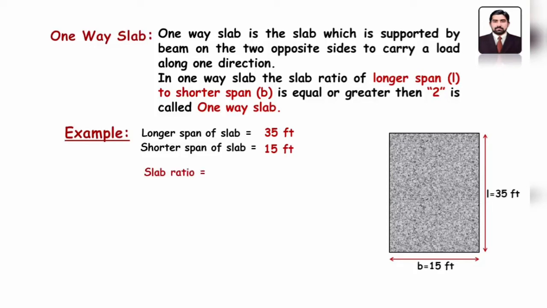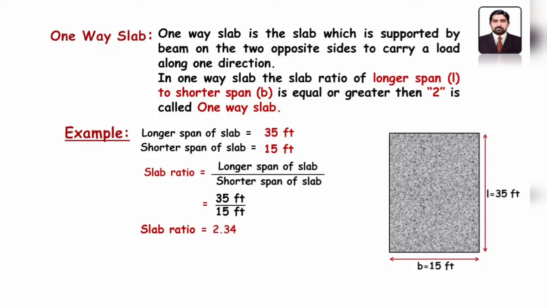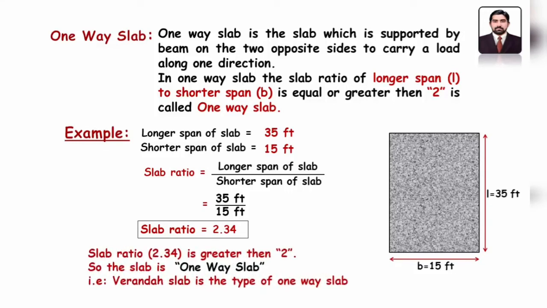We know that the slab ratio is equal to longer span of the slab divided by the shorter span of the slab. Here the longer span is 35 feet and shorter span is 15 feet. So 35 divided by 15 and we get the slab ratio and it is 2.34. This is the slab ratio of one-way slab. Slab ratio 2.34 is greater than 2, so the slab is one-way slab. For example, the veranda slab is the type of one-way slab.